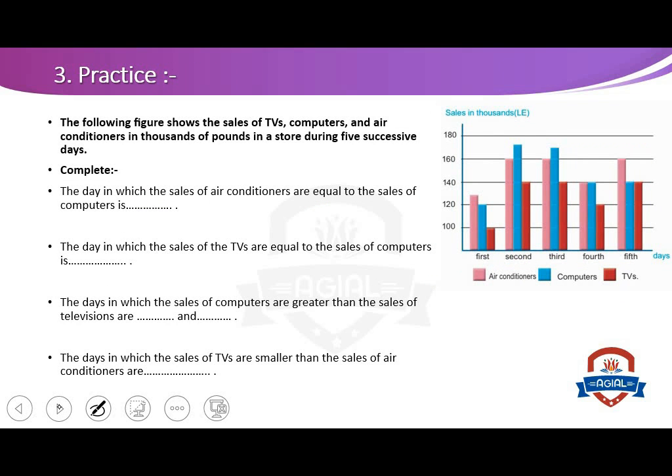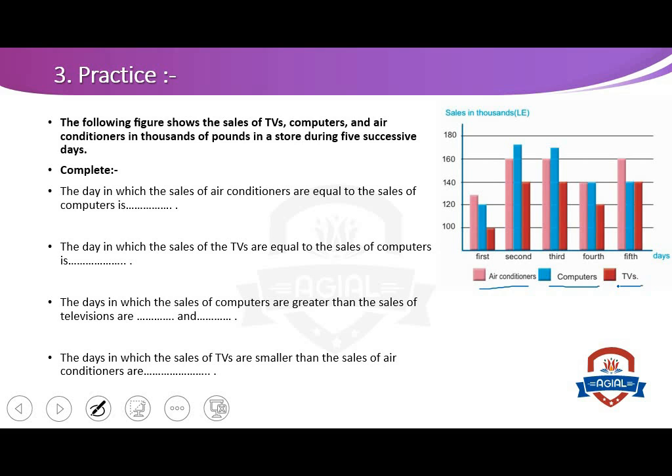The following figure shows the sales of TVs, computers, and air conditioners in thousands of pounds in a store during 5 successive days. So let's look at this figure. We have 3 colors for air conditioners and computers and TVs. So let's start to complete these sentences.